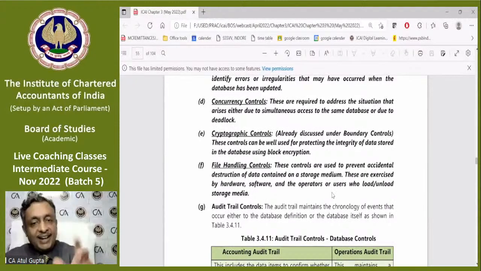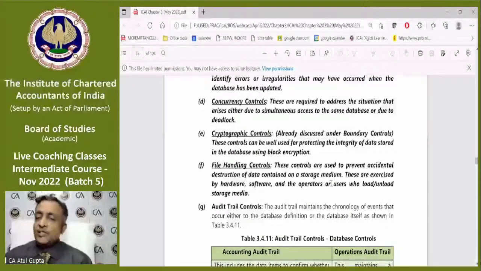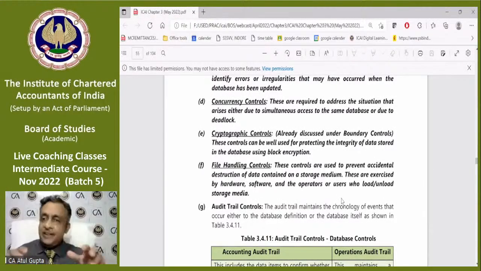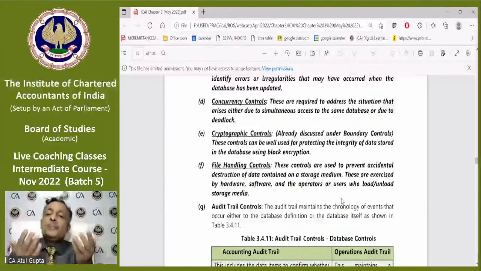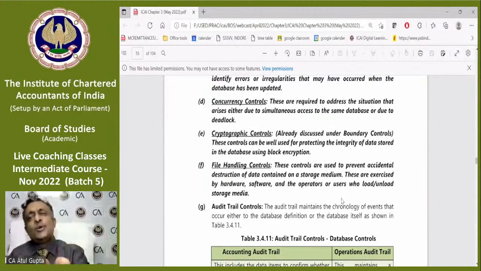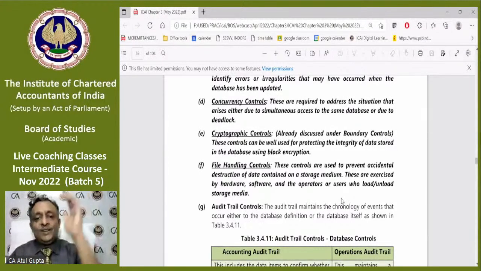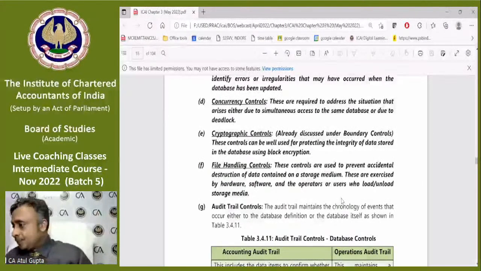Then file handling control. These controls are used to prevent accidental destruction of data. In fact, when you give a command to delete a file on system, system gives you a message. Are you sure? It prompts you. Maybe you are making a mistake. Maybe you have pressed the delete button in hurry. So it tells you, do you want to do it? If you say yes, then do it. That is file handling controls.